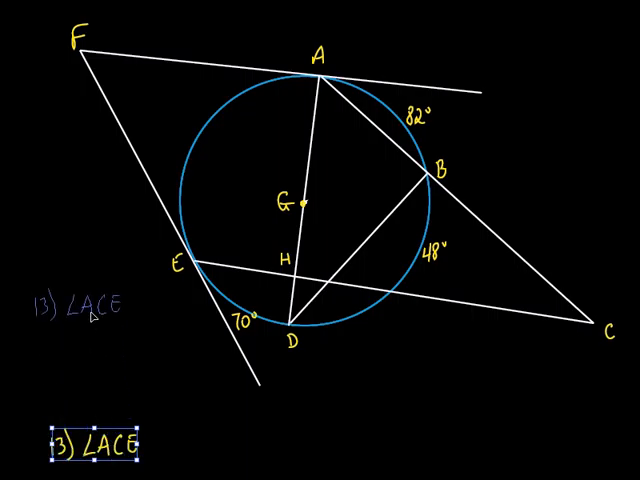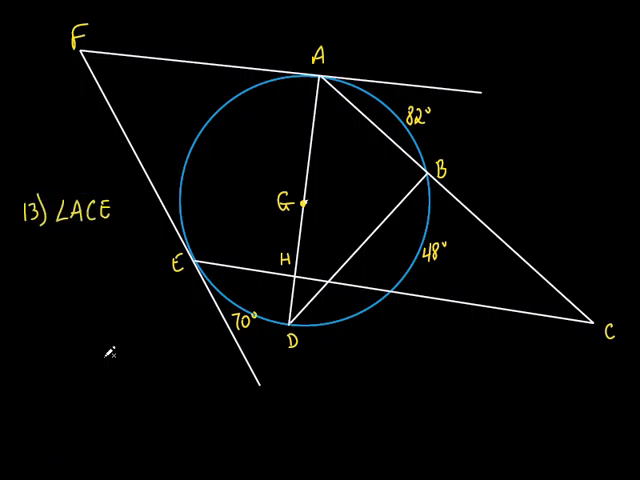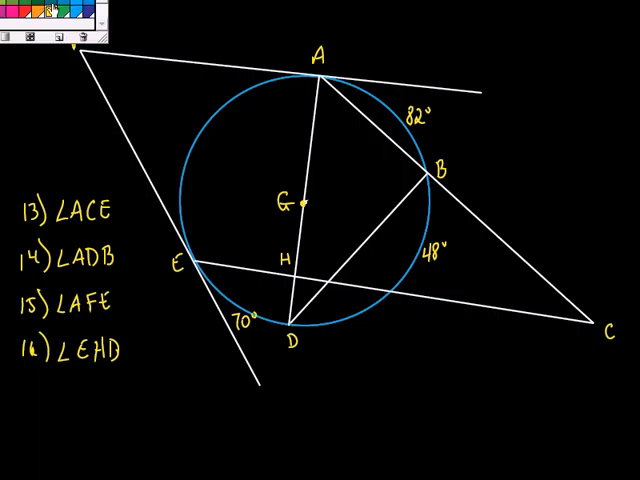Let's plop this up to here so I can see it. And then 14 is ADB. 15 is AFE. Angle AFE. And 16 is EHD. Angle EHD. Okay. All right, let's just start with 13, might as well. And let's pink. Alright, ACE.